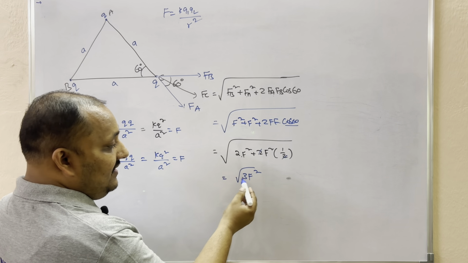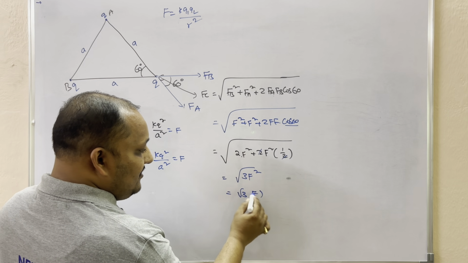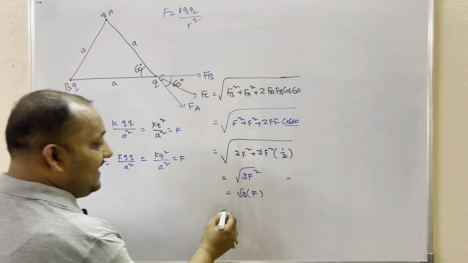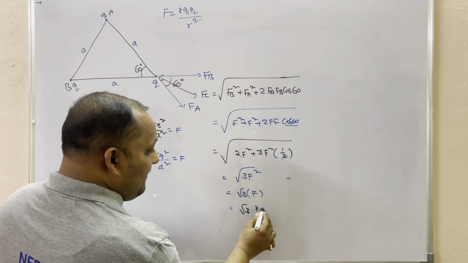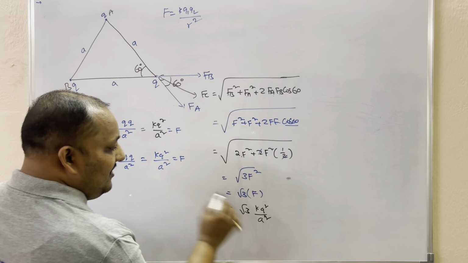Some people will cancel the square and the root. You should not do that. F square you can bring outside of the root, that is going to be root 3 F. Now, what is the final answer? Root 3 K Q square by a square. This is going to be the final answer.